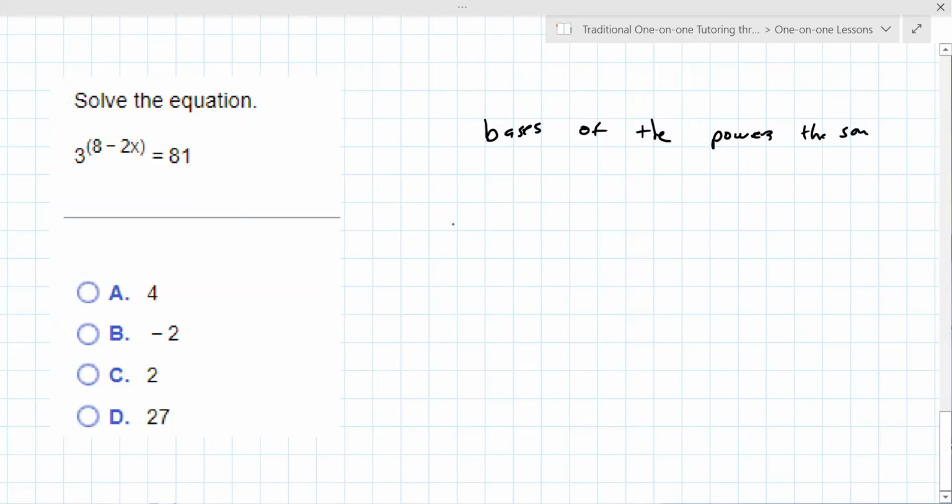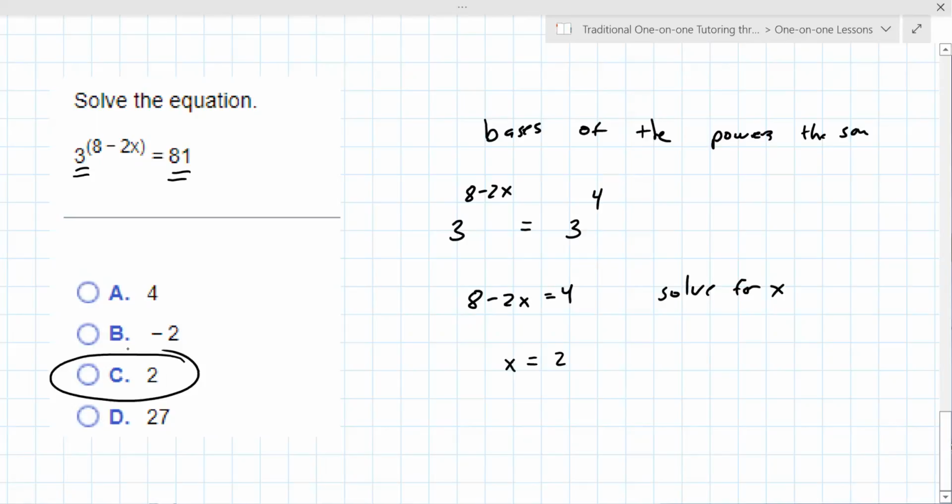So what I mean by that is we want to make this 3 on the left, we want to make the 81 on the right also be a 3. So 3 to the power of 4 gets you to 81, so 4 minus 2x, and then you set the exponents equal to each other. And then you just solve for x. You could even just try the answers. X ends up being 2.